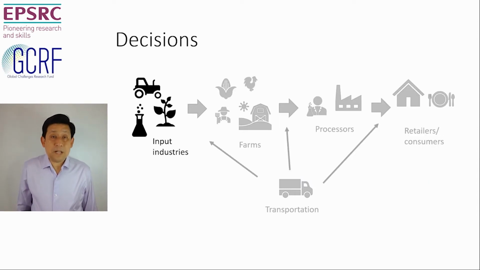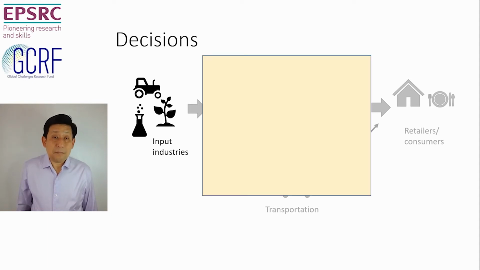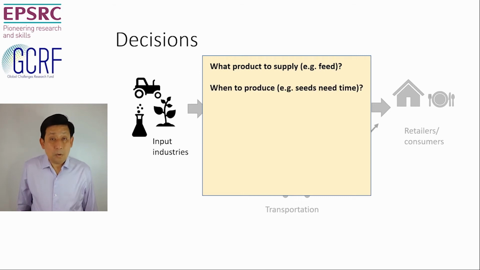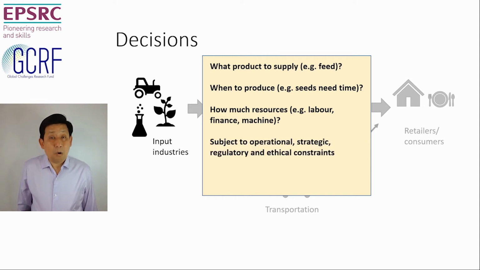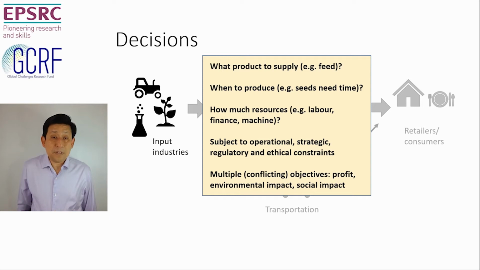If you look at the input industries, they have to make some decisions too. That can be what product to supply, when to produce, because in order to produce seeds, for example, we need time. How many resources do I need? And again, they operate under some operational, strategic, regulatory, and ethical constraints. And again, they also have multiple objectives that are conflicting, such as profit, environmental impact, and social impact.